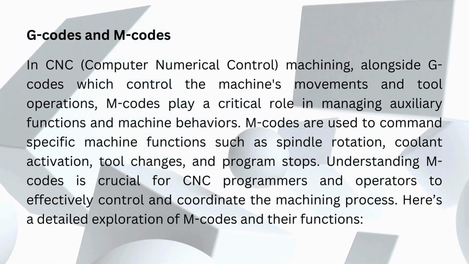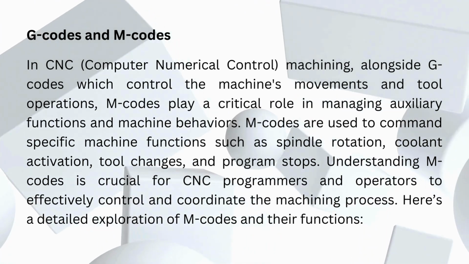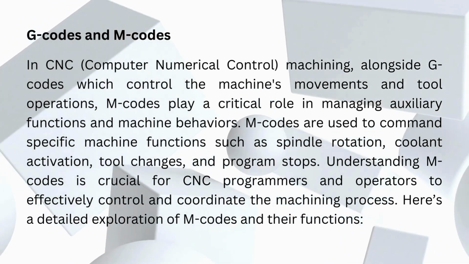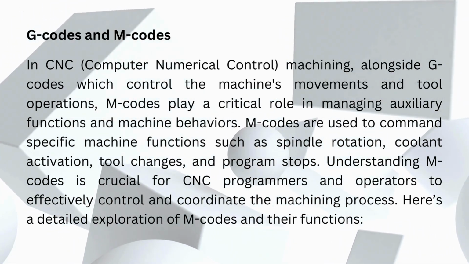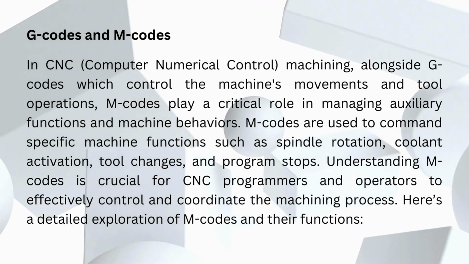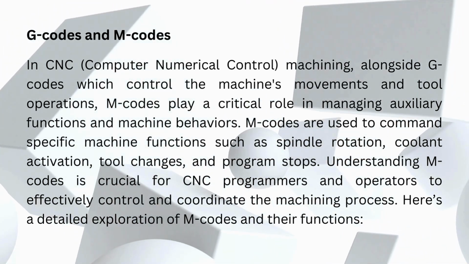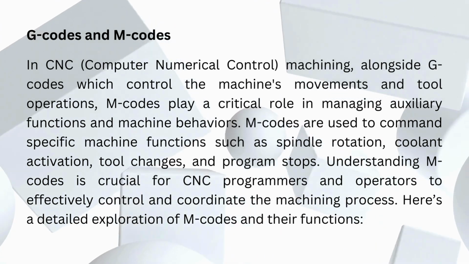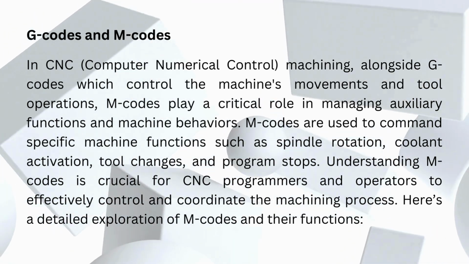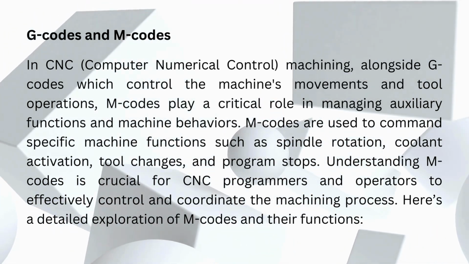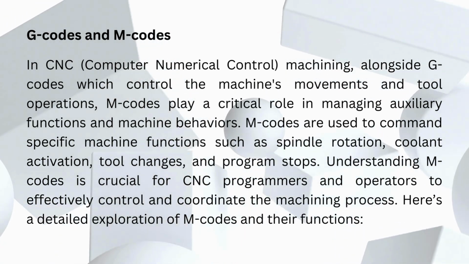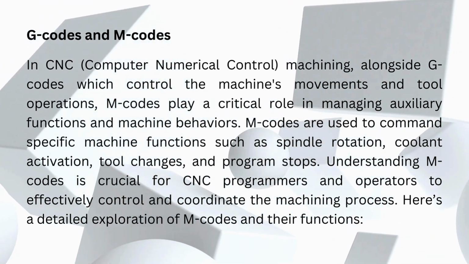In CNC, computer numerical control, machining, alongside G codes which control the machine's movements and tool operations, M codes play a critical role in managing auxiliary functions and machine behaviors. M codes are used to command specific machine functions such as spindle rotation, coolant activation, tool changes, and program stops. Understanding M codes is crucial for CNC programmers and operators to effectively control and coordinate the machining process. Here's a detailed exploration of M codes and their functions.